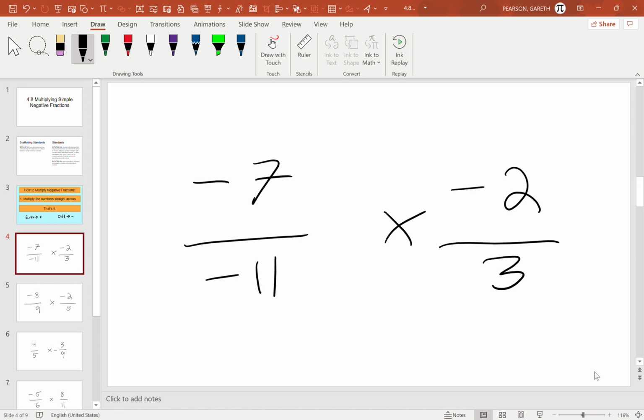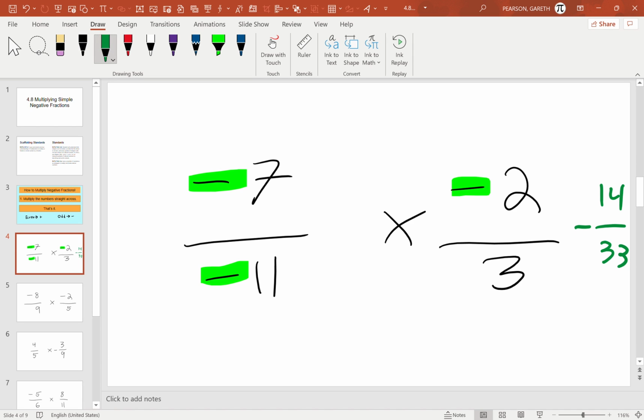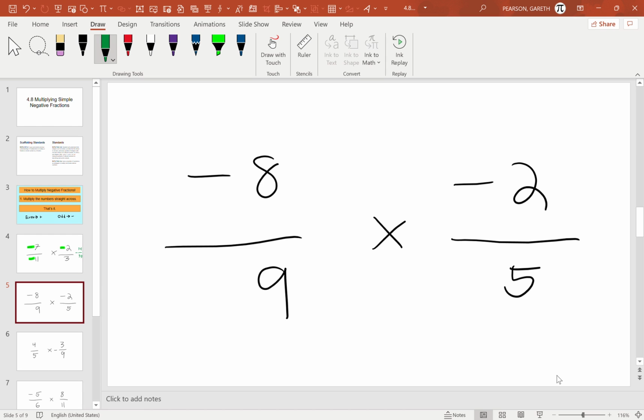So for the first one, the first thing I'm going to do, I just want to multiply. So I'm focusing on the numbers. On the top, I have 7 times 2, so that's going to give me 14. On the bottom, 11 times 3, and that's going to give me 33. Perfect. Okay, now I count the negative signs. I have 1, 2, 3 negative signs. 3 is an odd number, so my answer will be negative. Done.